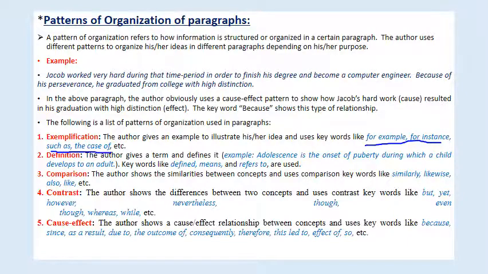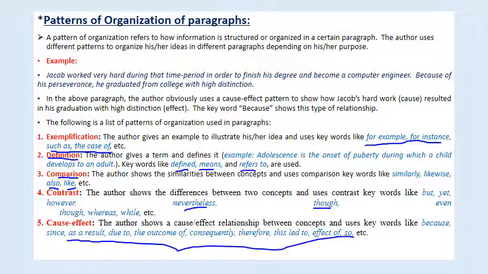If I see those clue words or keywords, I know it's exemplification. If I see means or defined or refers to, I know it's definition. Okay, if I see like or likewise or as such, it means comparison, and so on and so forth. And we know the words, of course, for cause-effect relationships. Those are clue words that would lead us to the answer.